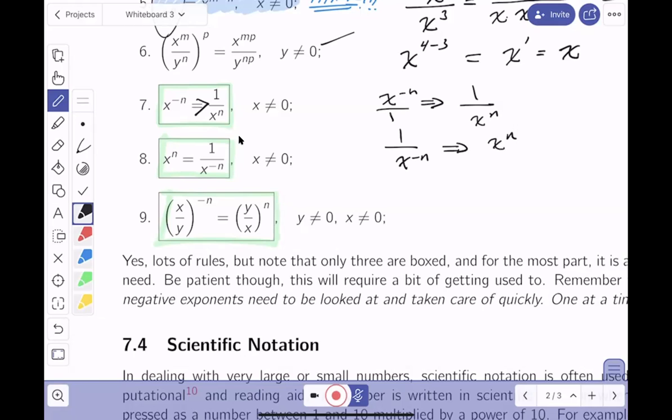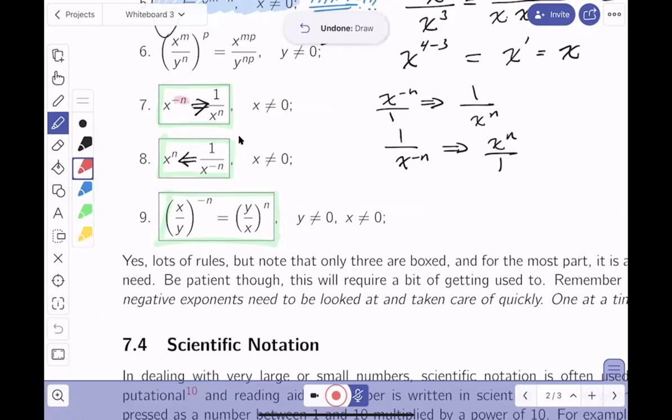Now I'm going to put this as a fraction, and this is a fraction. All right, so x to the minus n in the bottom means x to the n on top. X to the minus n on top means x to the n in the bottom. Let me put the arrow down over here. It's important that these arrows go in a direction. What's the direction? We're looking at a negative exponent, or we see a negative as a positive.